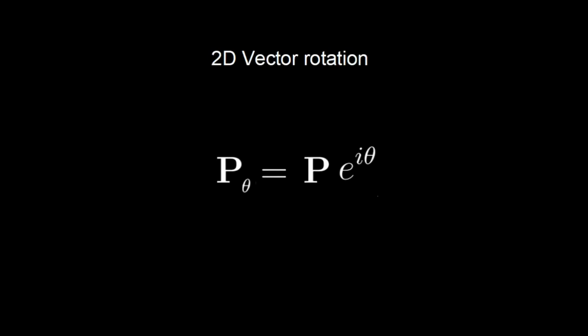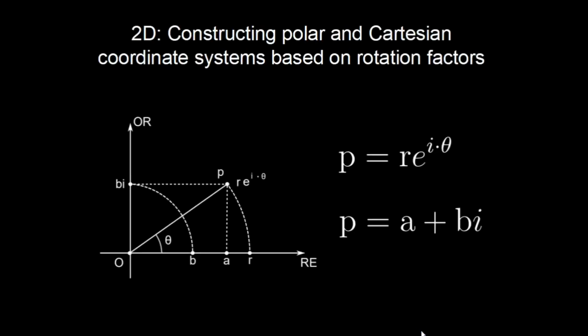2D vector rotation. In a two-dimensional plane, vector P can be rotated by a rotation factor of an arbitrary angle theta. E to the power I theta is the rotation factor. The rotation angle theta is relative to the vector P. Based on rotation factors, two-dimensional polar and Cartesian coordinate systems have been constructed. Here, we will extend the similar construction concept to three-dimensional space.